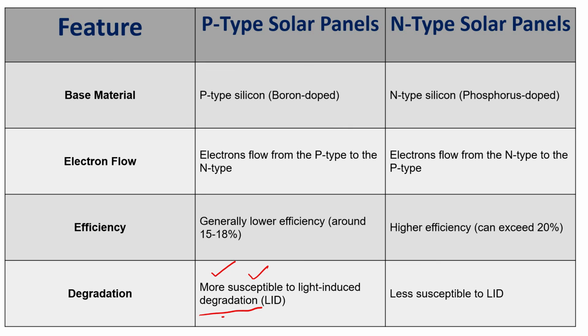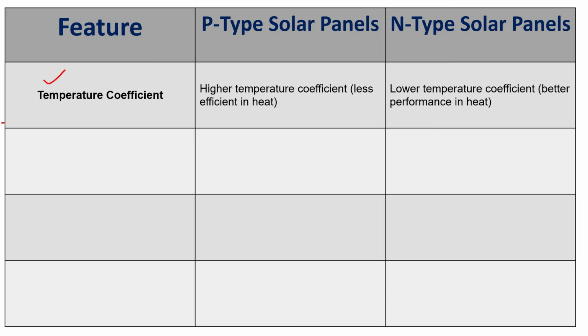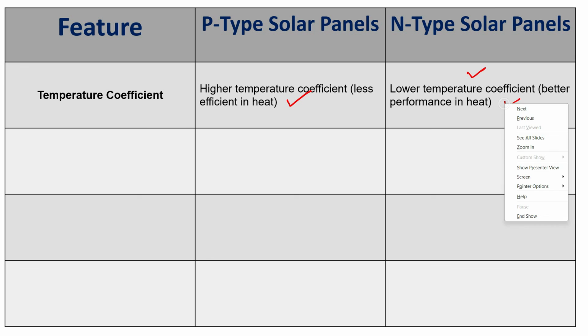Don't be confused about it. When solar cells are first exposed to sunlight, their efficiency can drop significantly, sometimes by a few percent. This happens during the initial hours to days of exposure. And coming to N-type, it is less susceptible to light induced degradation, so there is no drop in efficiency. And coming to the temperature coefficient, P-type solar panels have a high temperature coefficient and they are less efficient in heat. They do not tolerate very high heat. Coming to N-type, they have a lower temperature coefficient and can withstand high heat and perform better even in high heat situations.